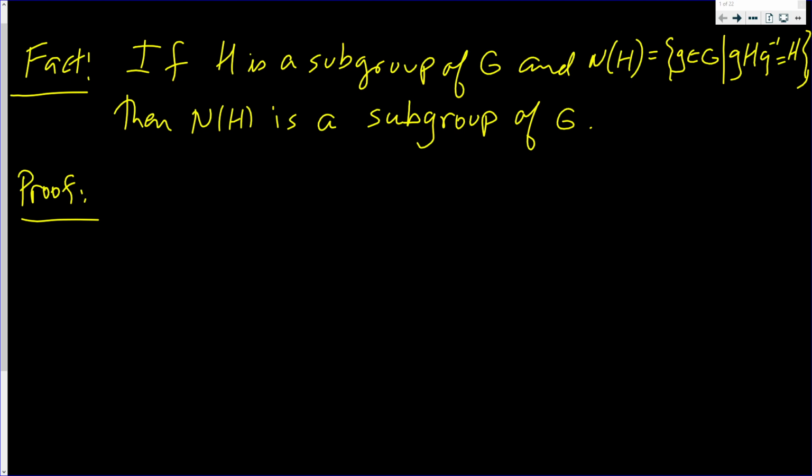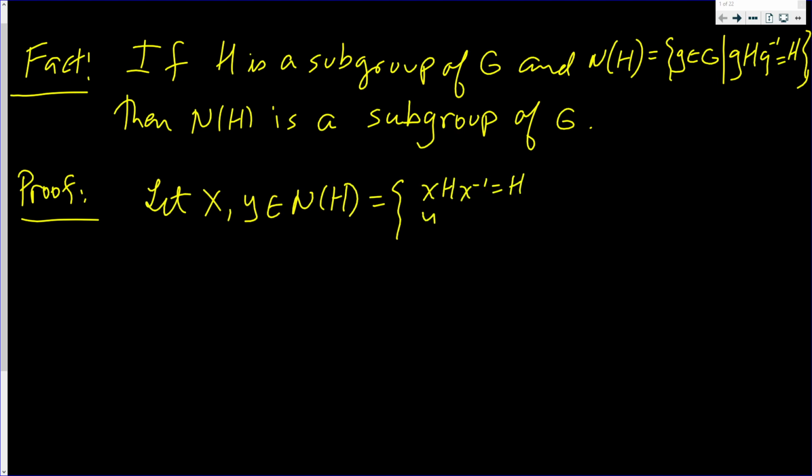So to show that something's a subgroup of a group G, we need to show that N of H is closed and that it contains its inverses. So let X and Y be in N of H. Well, that implies that XHX inverse is equal to H, and Y times H times Y inverse is equal to H.